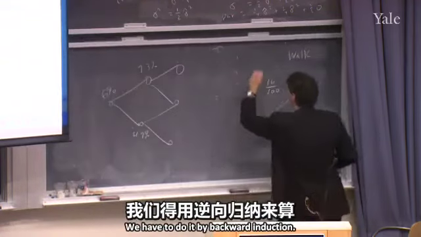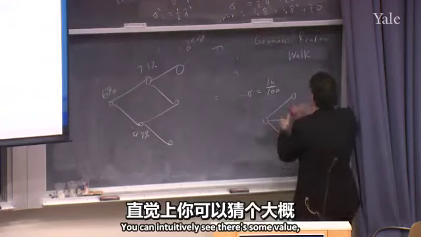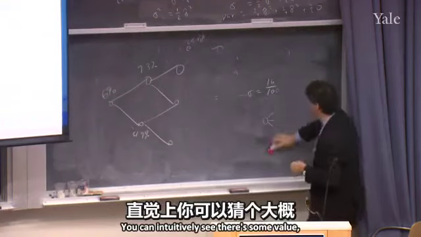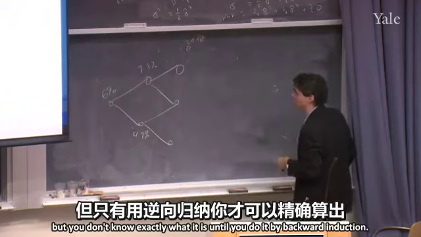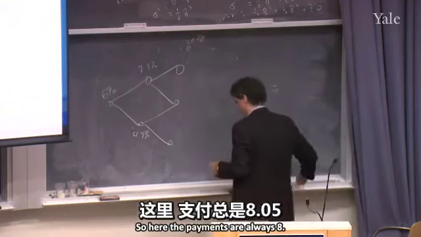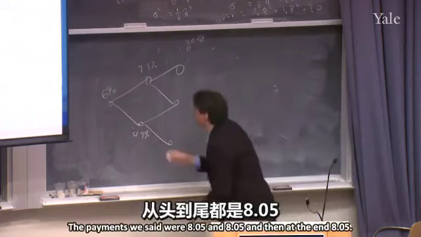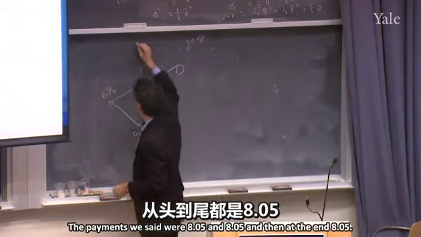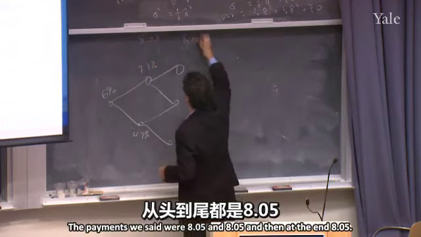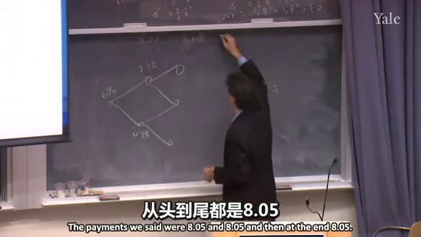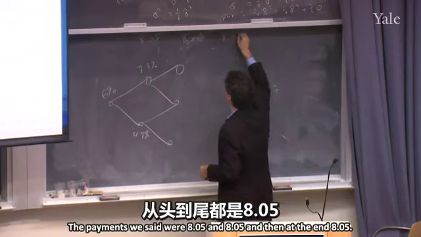We have to do it by backward induction. Okay, so you can intuitively see there's some value, but you don't know exactly what it is until you do it by backward induction. So here, the payments are always 8. The payments we said were 8.05 and 8.05, and then at the end, 8.05.